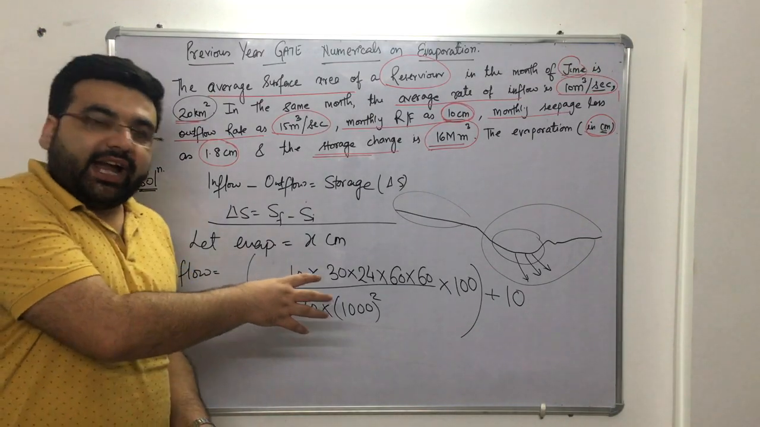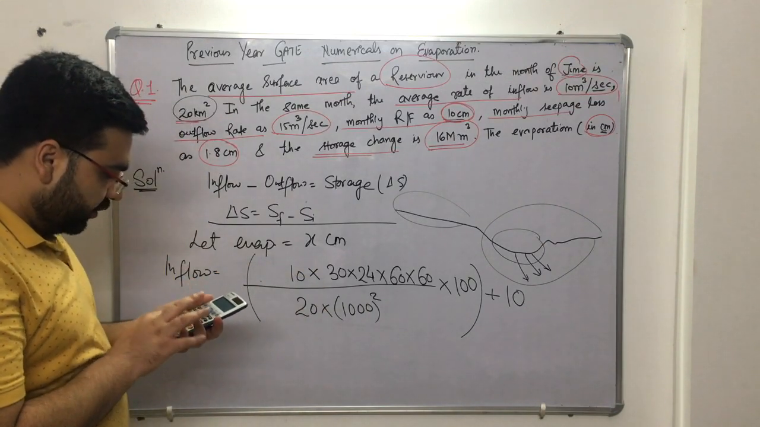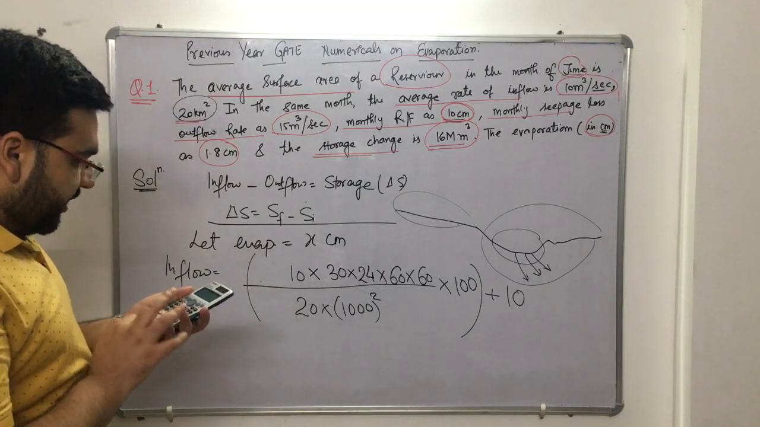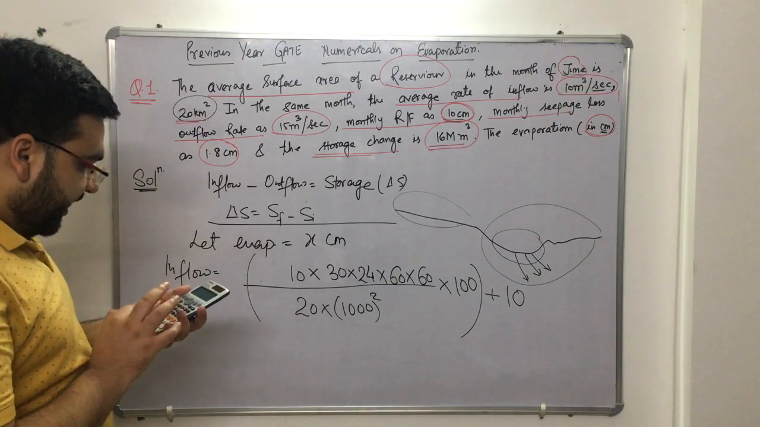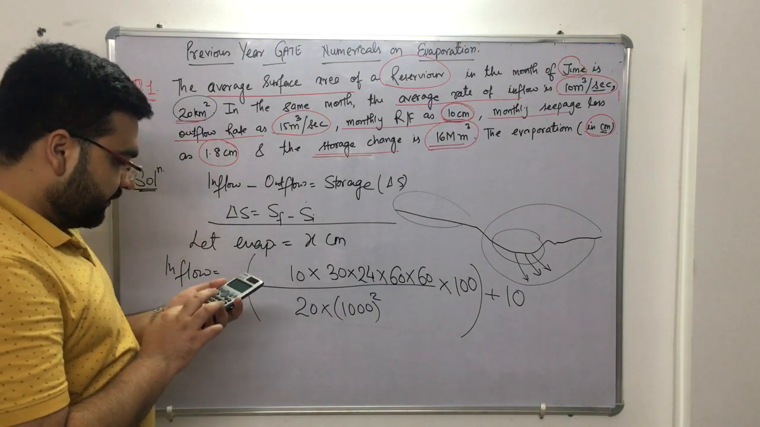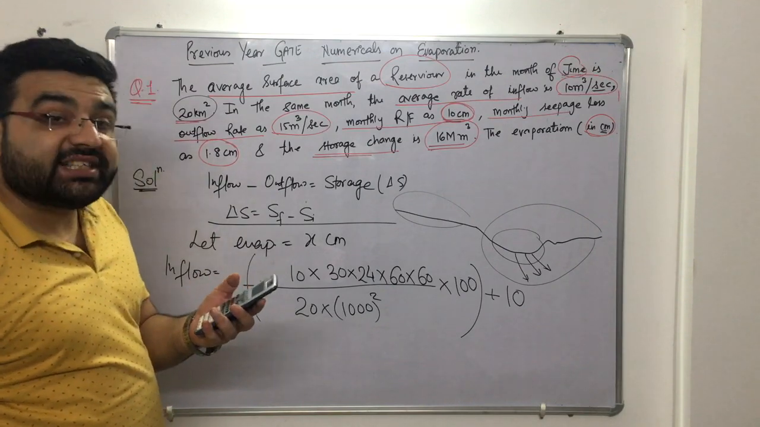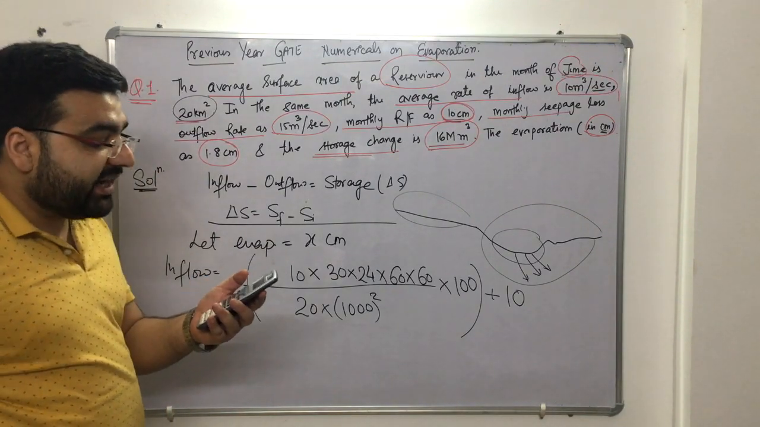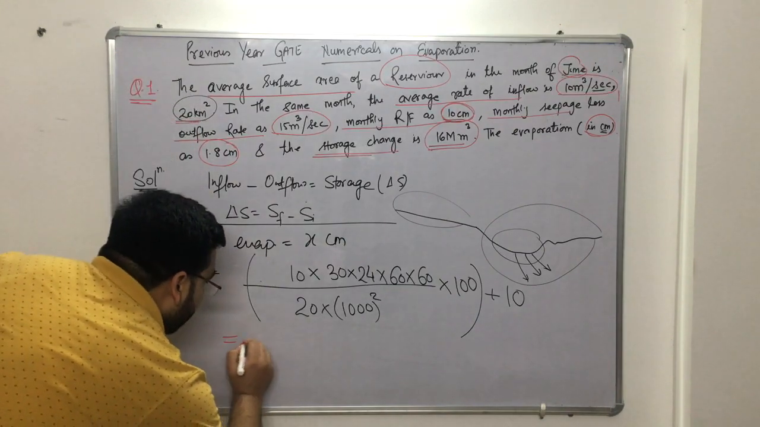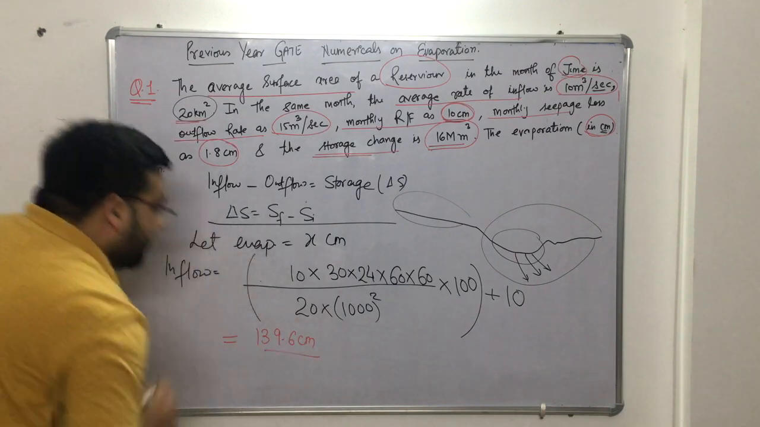I hope you are getting it, right? So it is 10 into 30 into 24 into 3600 into 100 divided by 20 divided by 10 raised to power 6 and plus 10. It comes out to be 139.6 centimeter. I hope everybody is getting the same inflow. 139.6 centimeter. This is the inflow.